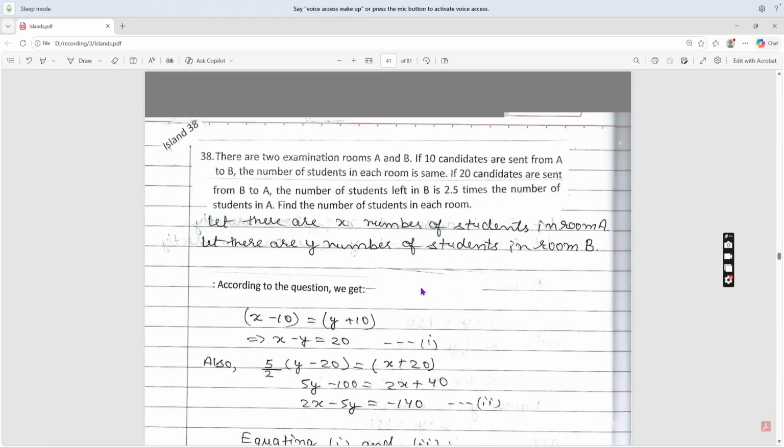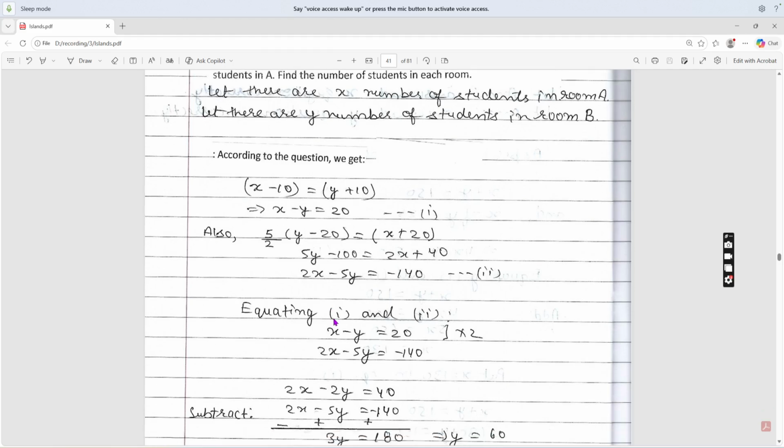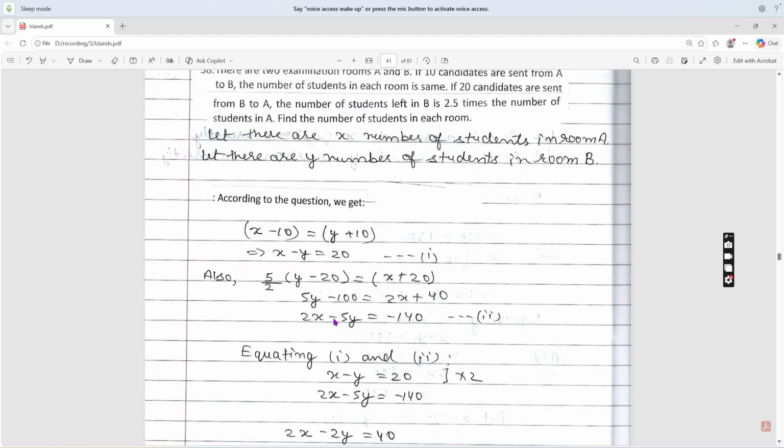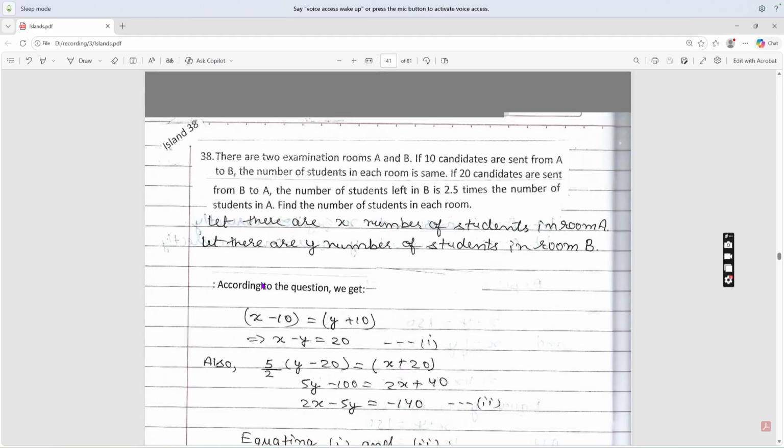Okay, next. There are two examination rooms, A and B. If 10 candidates are sent from A to B, the number of students in each room is the same. It is also the same kind of question, the same genre, but in different wording, like the apples and oranges we have done already. One's gain would be another's sacrifice, and another's sacrifice would be one's gain. How? Just see. It is minus 10, it is plus 10. Now I will show you. It is minus 20, it is plus 20, only the ratio is different, like 5 by 2. Now how it is going to happen, I'm going to let you know.